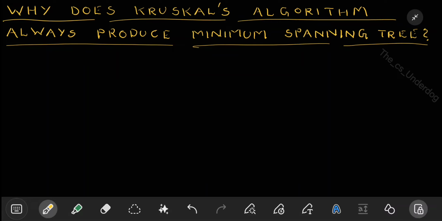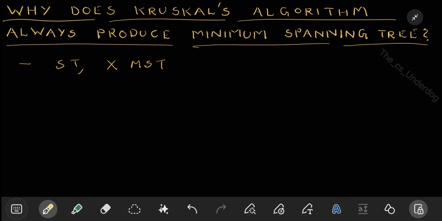So what we'll do is, in order to prove that this is a minimum spanning tree itself, we'll do a proof by contradiction. So in order to do this proof, let us assume that whatever is the output of Kruskal's algorithm, that is a spanning tree but not a minimum spanning tree. This is the assumption that we are making.